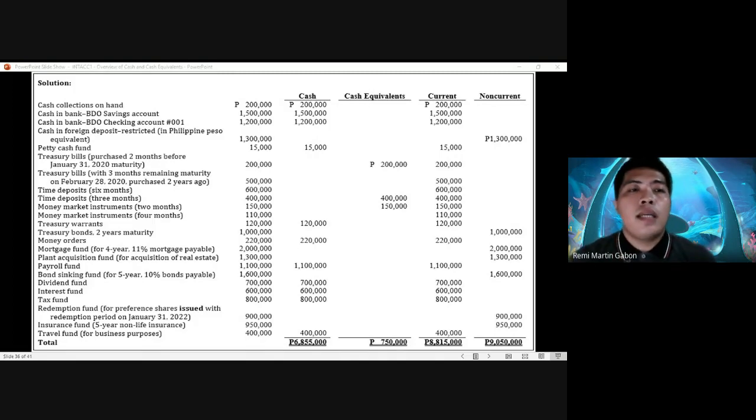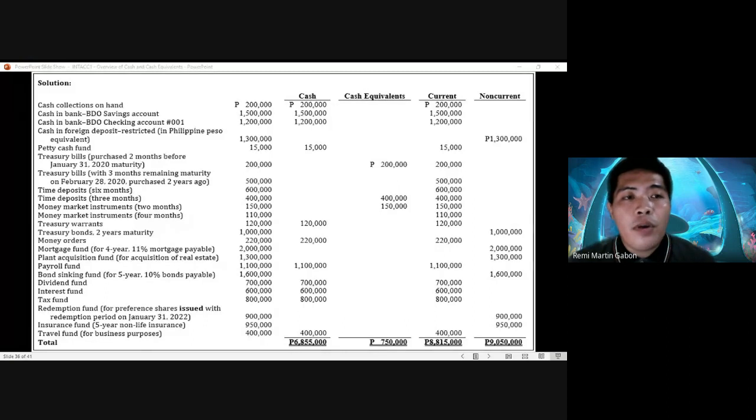Next, cash in foreign deposit, restricted. Take note my term ha, may apelido siya, restricted. Okay? Tapos meron siyang information na in Philippine peso equivalent. So no more need of conversion. So cash in foreign deposit, always take note, dapat naka-current exchange rate. Since Philippine peso na, pag ganun lang sa atin, pag identify.